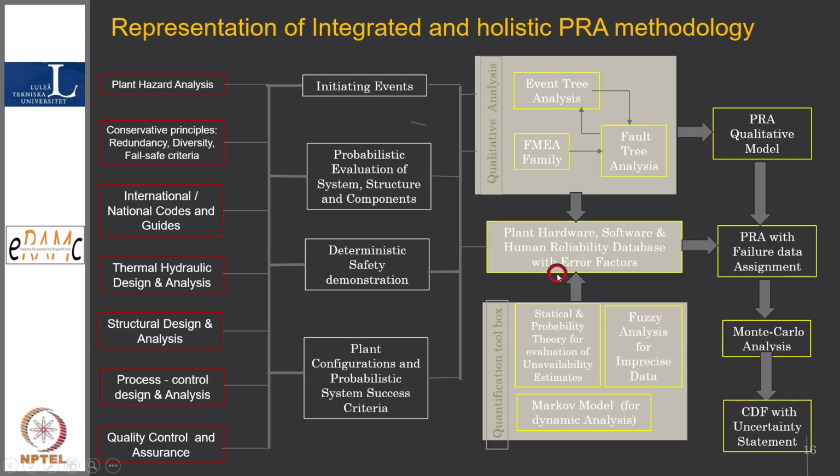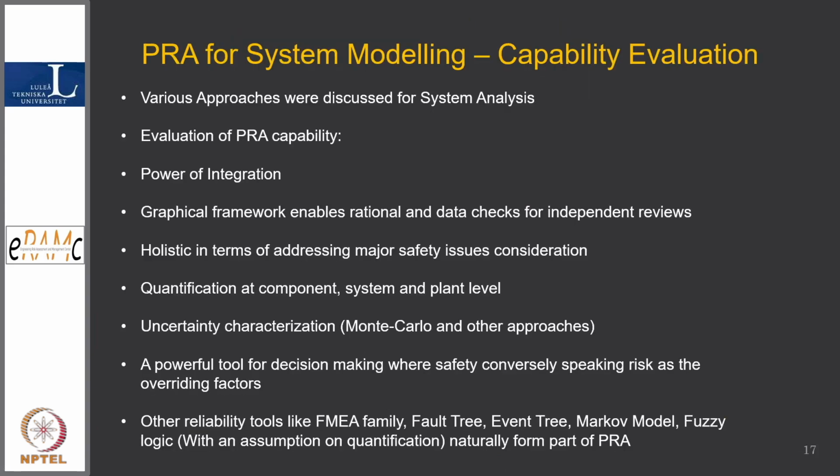But before that, the plant hardware and software module requires statistical probability and theory of evaluation, and then the Markov model is there, and fuzzy analysis is there. This together, with the input coming from here, gives a failure assignment, and that is how core damage frequency and uncertainty statements are carried out. So you can see many methods are there in PRA. This slide captures that. We feel PRA provides a robust, rational and quantitative framework for modeling of risk or safety.